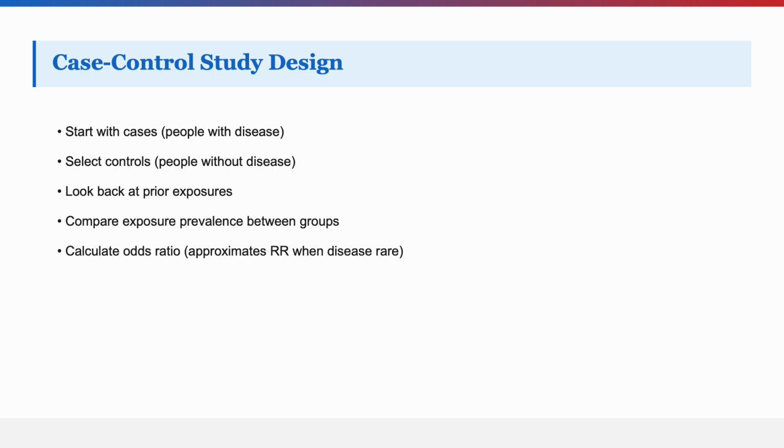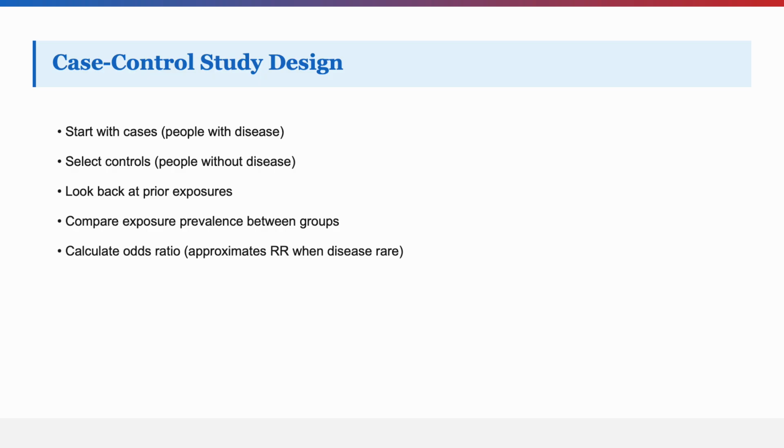For both cases and controls, you ascertain exposure history. Did they smoke? What medications did they take? What did they eat? This usually requires interviews, questionnaires, or record review. You compare the proportion exposed among cases versus controls. If 80% of lung cancer cases smoked but only 40% of controls smoked, there's an association.